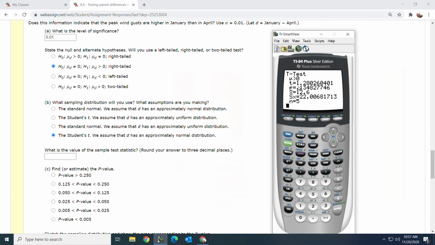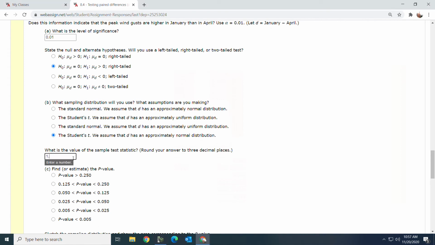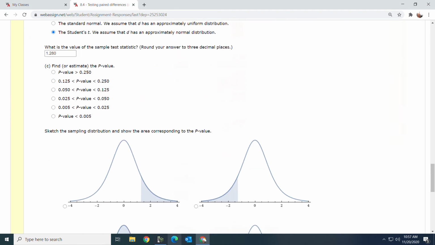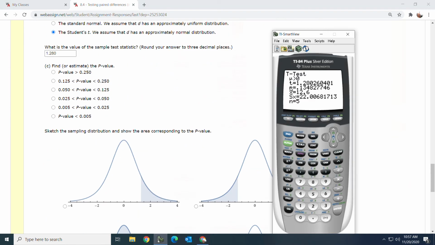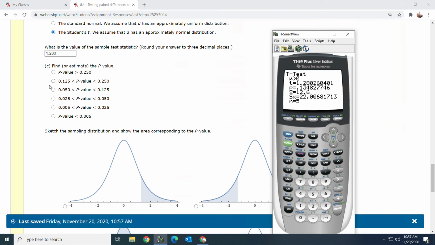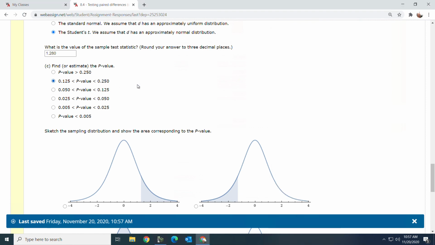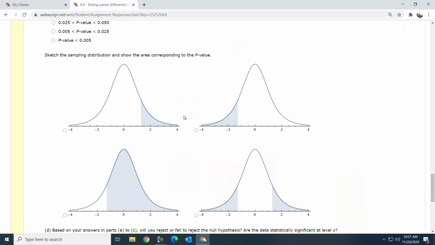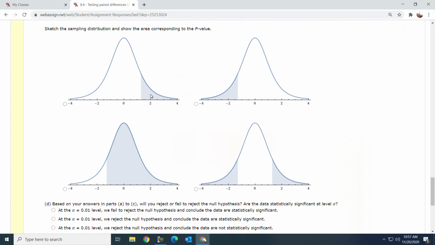Our t value is 1.280. Our p-value is 0.135. I believe it'll fit in that range. Right-tailed, you only have shading on the right side. So this top left graph is the one.